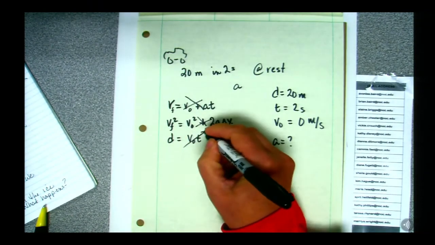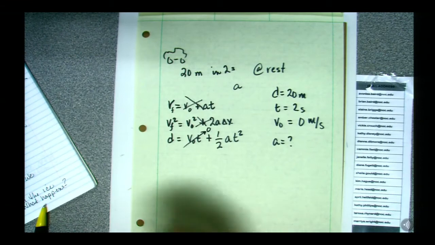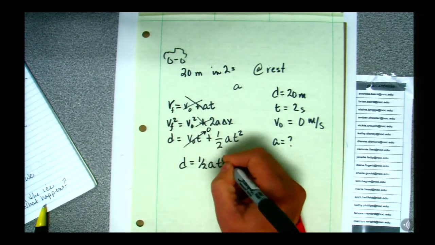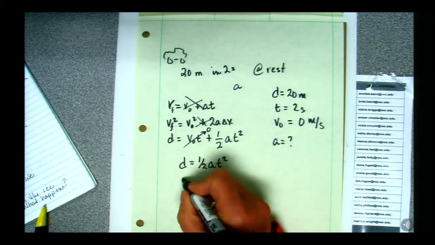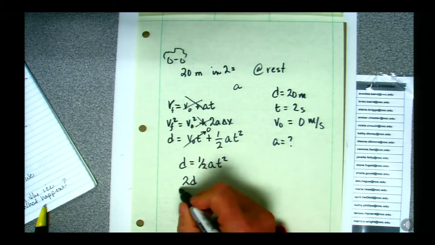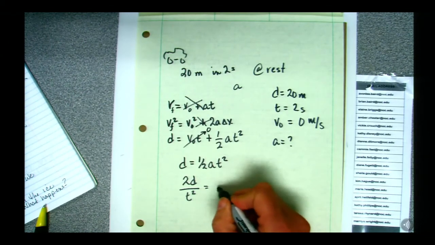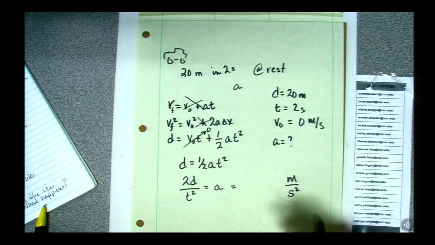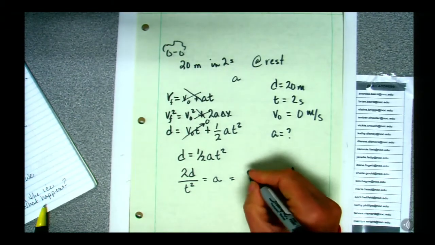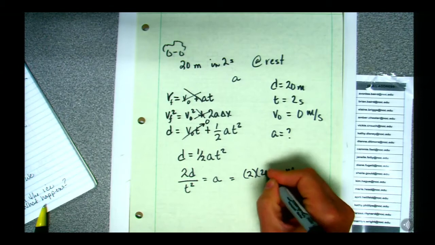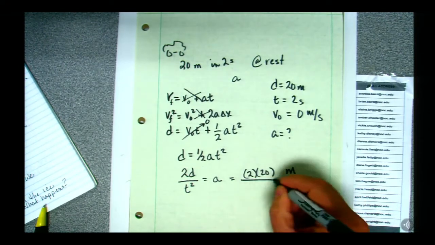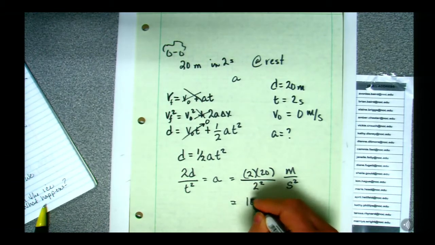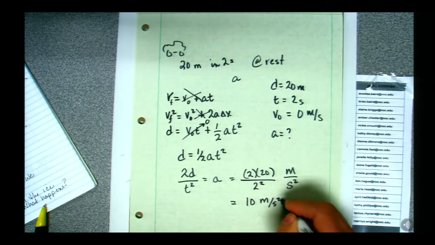And my initial velocity is 0, so I can get rid of that term. And now I've got distance is equal to 1/2 the acceleration times time squared. Solve for acceleration. I get 2 times the distance divided by time squared is going to equal acceleration. My units are meters per second squared. And in this case, I'm going to have 2 times 20, and I'm going to divide it by 2 squared. And so those of you who put the 10 meters per second squared are correct.